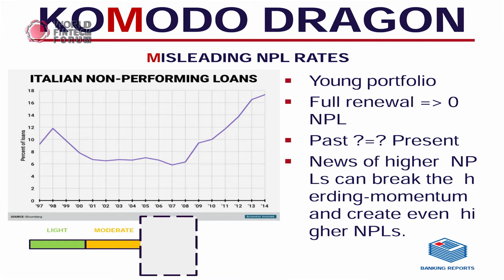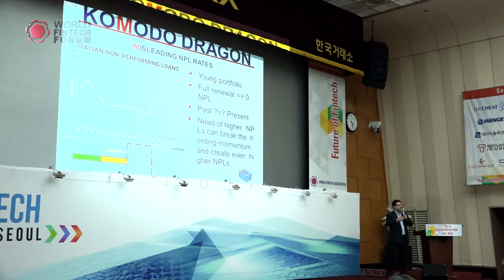For M, misleading NPL rates. You can see on the left the NPL rates in the Italian banking system. Now, the Italian banking system is sort of proxy for the European banking system, because Italy is not as well-to-do in terms of financial system as Germany, but not as bad as Greece, so it's somewhere in the middle. And the very sad thing is that their average NPL rates are around 17%. And it's amazingly negative that it's growing year by year since 2008.